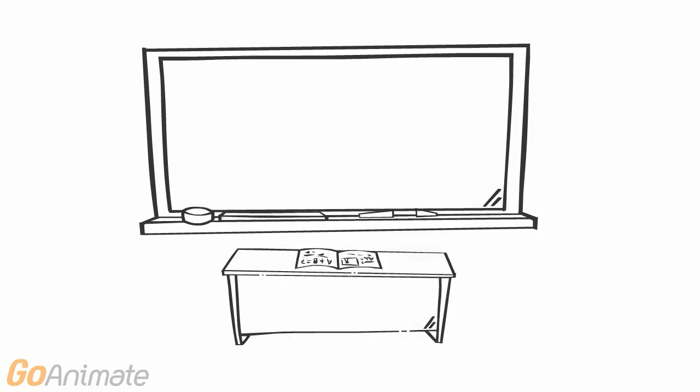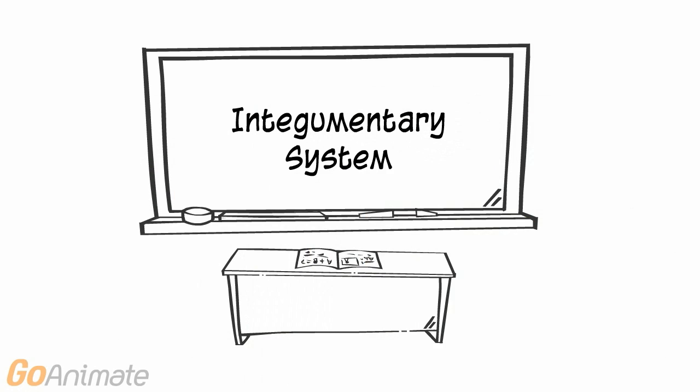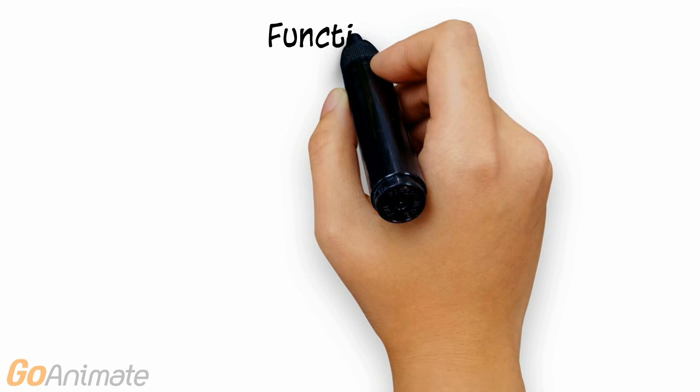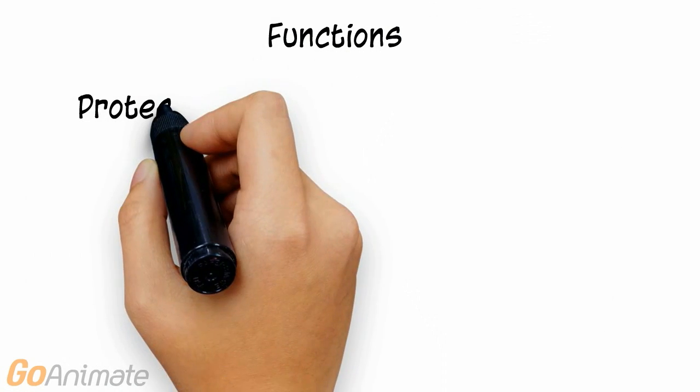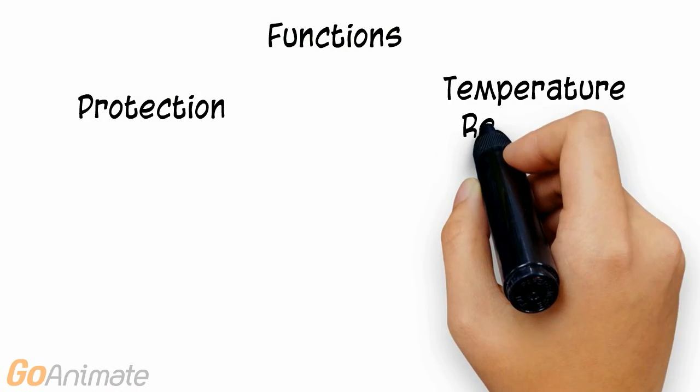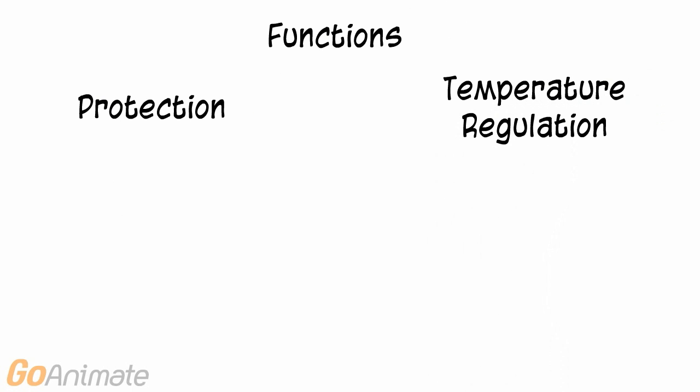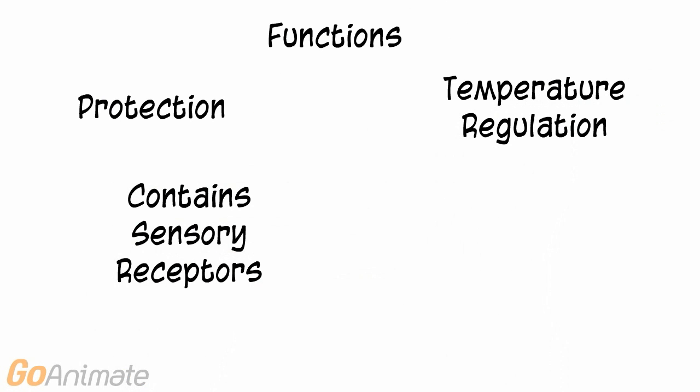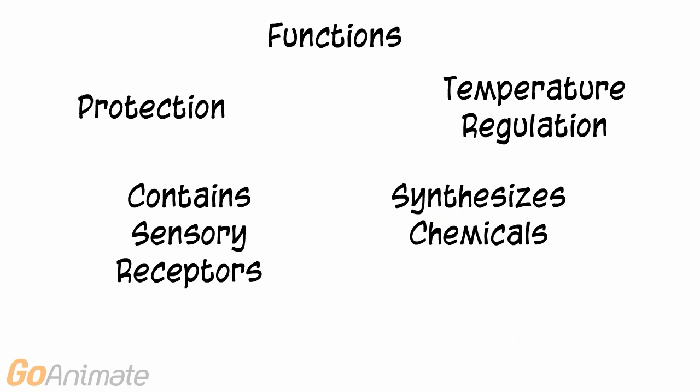Let's learn about the integumentary system. The integument is the largest organ in the body and has a variety of functions. These include protection from the environment, housing nervous system sensory receptors, excreting waste products, synthesizing chemicals such as vitamin D, and temperature regulation.